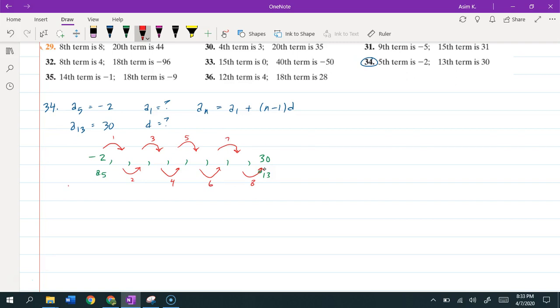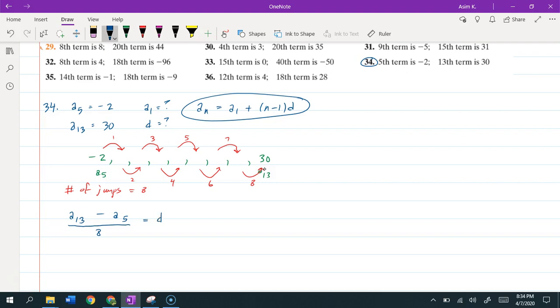So what I tell students is think of it this way. The number of jumps, or the number of times you skip between spaces, is 8. So what we'll do is a little trick here. It's really this same exact formula, just restructured, okay? What we're saying is a sub 13 subtract a sub 5. We'll take a sub 13 and subtract a sub 5 and divide it by the number of times that we jumped. That'll give us the common difference, okay?